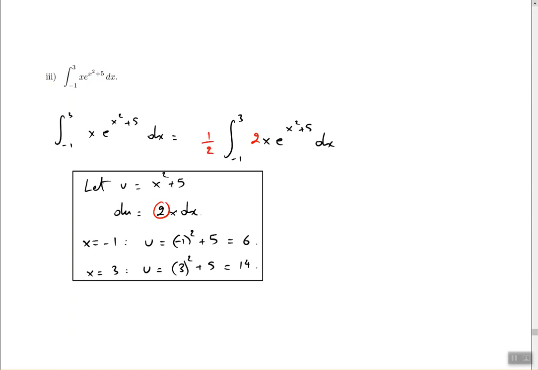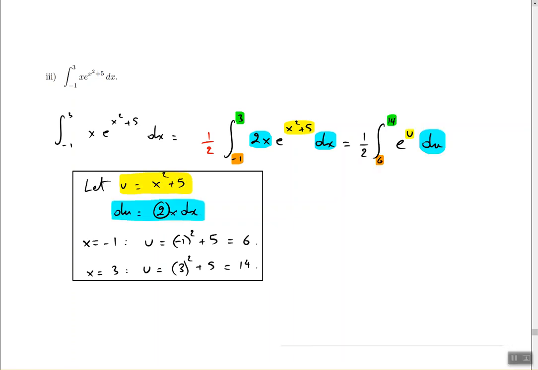Once I figure out what's missing and I make the substitution, I'm going to remember that the u is x squared plus 5, the du is 2x dx. I'm going to remember that 3 is the upper bound and -1 is the lower bound, and let's make the changes. So quite a few changes were made, and now the problem looks like the 1/2 antiderivative from 6 to 14 of e to the u du.